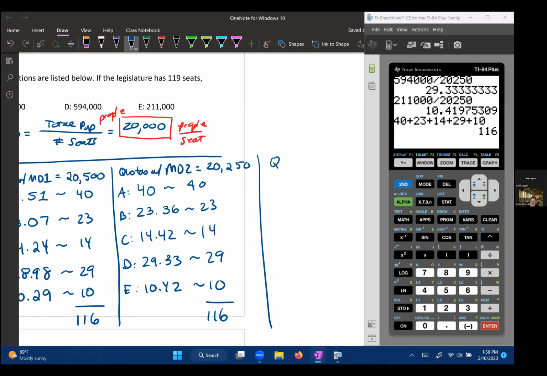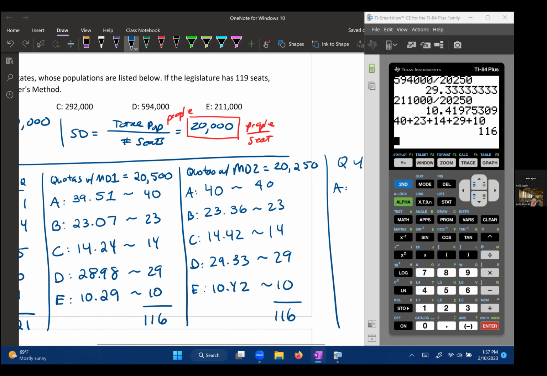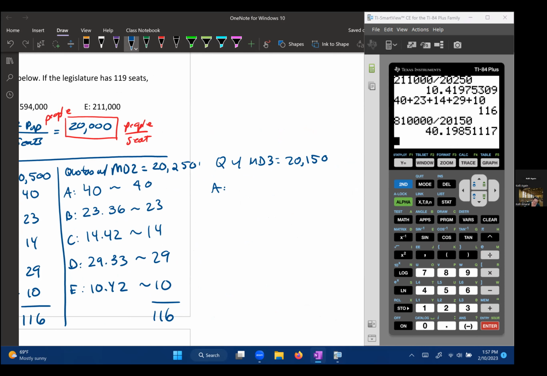I need quotas with modified divisor 3. Now I'm wondering, should I go 2,100 or 2,200? Maybe I should do 2,150. Let's see. For A, the population was 810,000 divided by 20,150. This is when I would really like to use Excel, because I could plug in the new divisor and it would automatically do each one without having to do them individually.